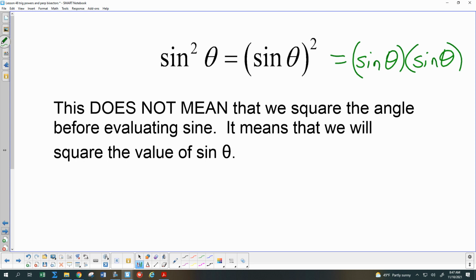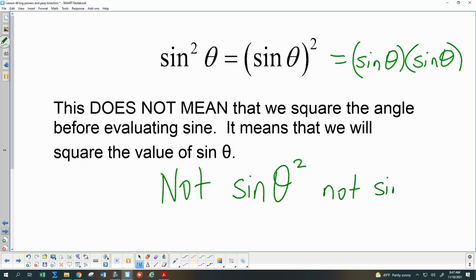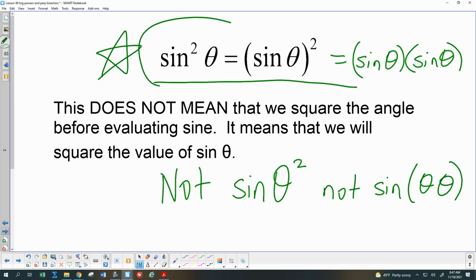The thing to be careful of, it is not the sine of theta squared. It's not okay to move that exponent so that it's on theta instead of on sine. This is not the sine of theta times theta. So let's just do a few examples of what that means. All you really need in your notes is what this means up here.